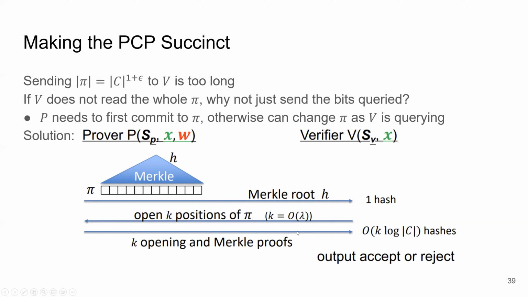So in this way, we've cleverly used a Merkle tree to commit to our proof without having to send the whole proof over. And then each time we're being asked to open some position of the proof, we just have to send over a Merkle proof that guarantees that the bit that we're sending over was indeed included in the proof that we'd committed to earlier. Questions about this modified protocol that makes the PCP succinct?